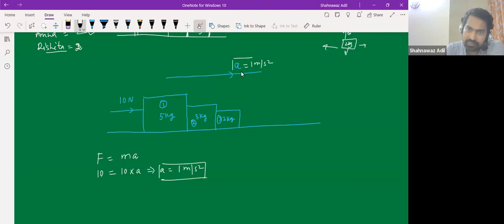Okay. So now let us write the free body diagram of this block. So let us write all the forces which are acting on this block.